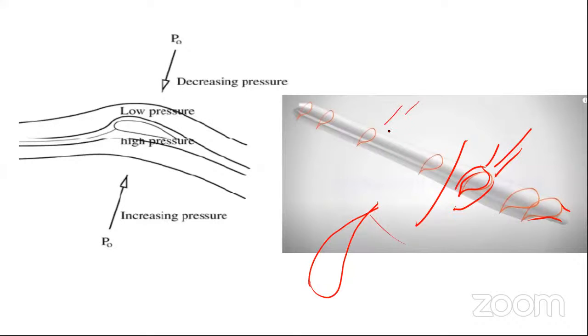Now, when the wind is blowing from this direction, it will hit the surface of the blade. That is the leading edge. You might have studied that this is called the leading edge and this is called the trailing edge. When the wind hits the surface of the blade, the wind is divided into two portions. The upper portion has high speed and low pressure, and the lower region has low speed and high pressure.